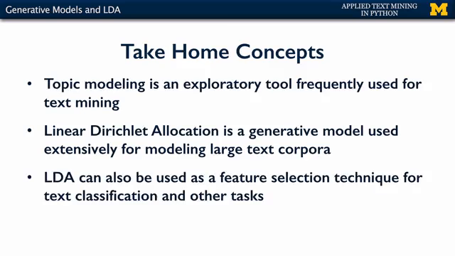In addition to being an exploratory tool, LDA can also be used as a feature selection technique for text classification or other tasks. So for example, if you want to remove all features that are coming from words that are fairly common in your corpus, or you want to focus your features only on those that are coming from specific topics, then you would first train an LDA model, and then based on just the words that come from specific topics of interest, you might generate features that way.